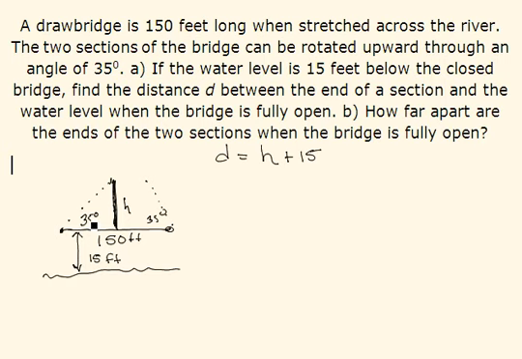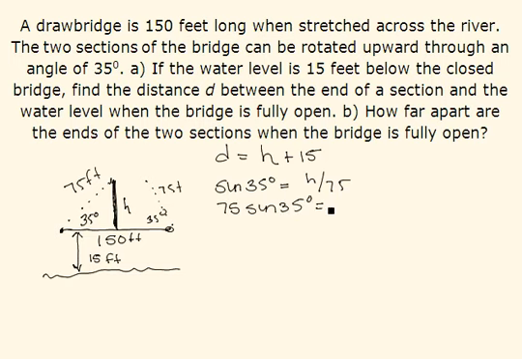We can now use right triangle trig, noticing that the bridge would open, splitting the 150 into two equal-sized pieces, or 75 feet sections. Now we have the hypotenuse, and we're looking for the opposite. Therefore, we will use the sine of 35 degrees is equal to H over 75, or 75 times the sine of 35 degrees is equal to H.